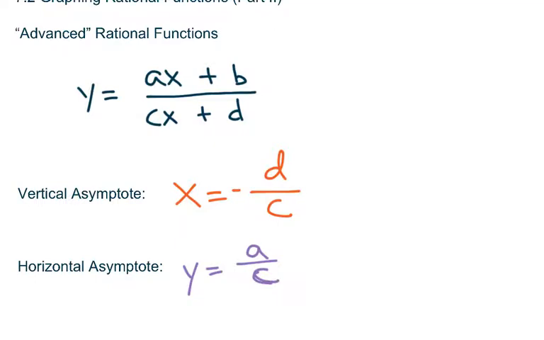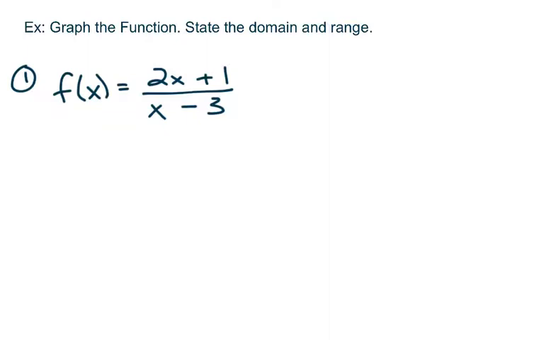All right, so let's try a couple here. The directions are simple: graph the function, state the domain and range. Before we graph, let's start by identifying our asymptotes. Let's start with the horizontal asymptote. Horizontal, y equals.